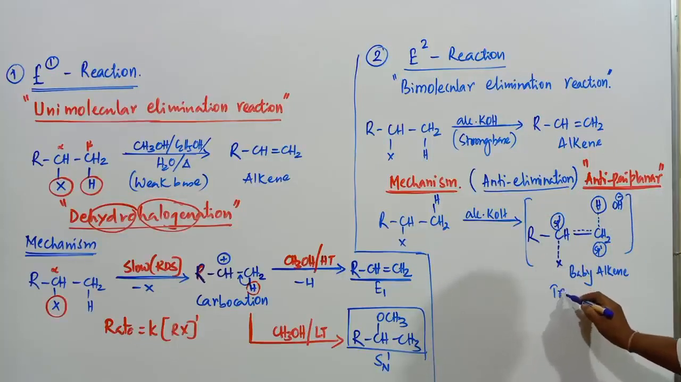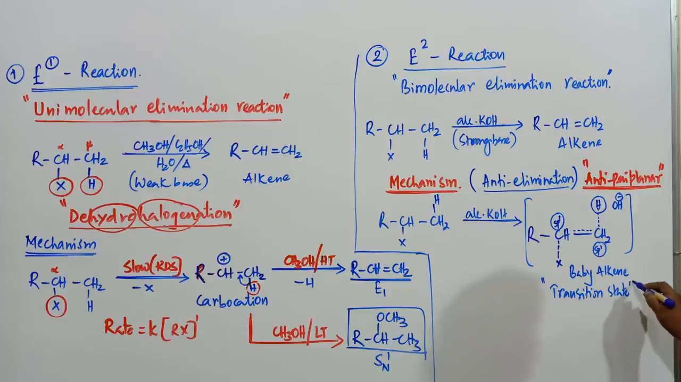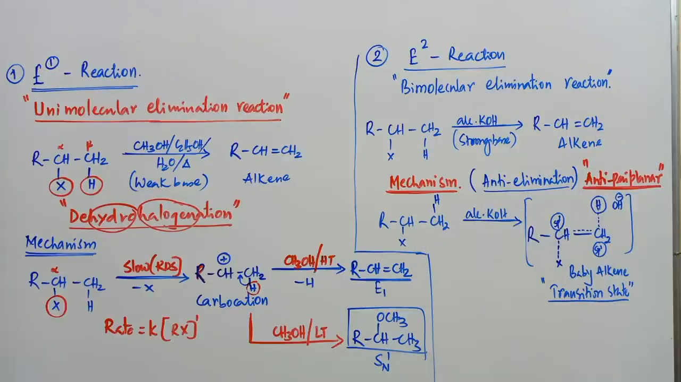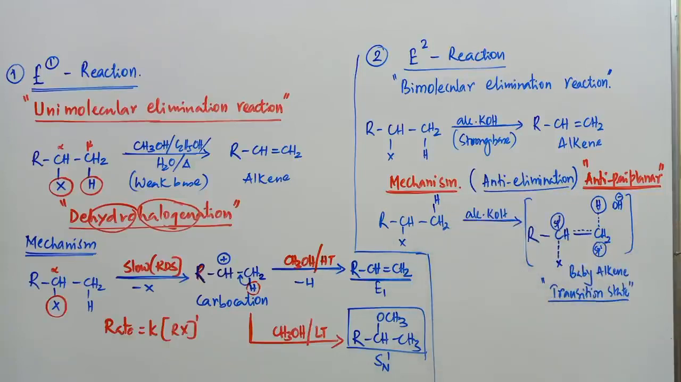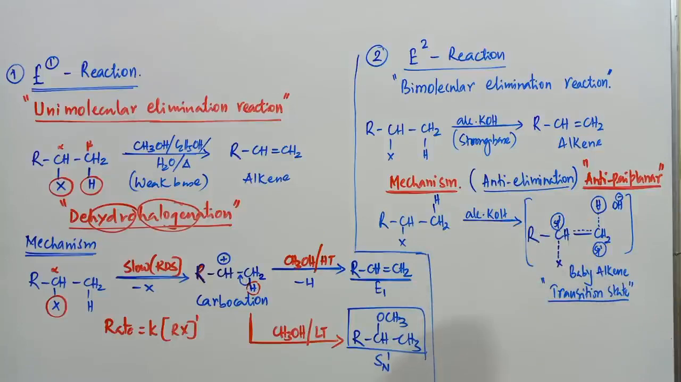Transition state. Greater the stability of the transition state, greater is the rate of elimination of alkyl halide. This is also called elimination. As the particular transition state is more stable, more is the rate of elimination of what? Hydrogen and halide. That compound undergoes elimination reaction very easily.